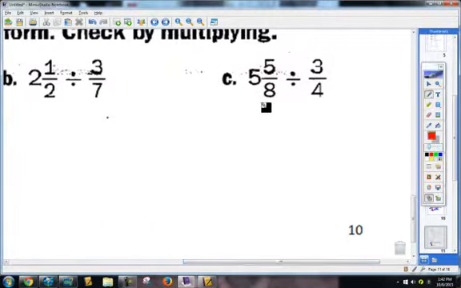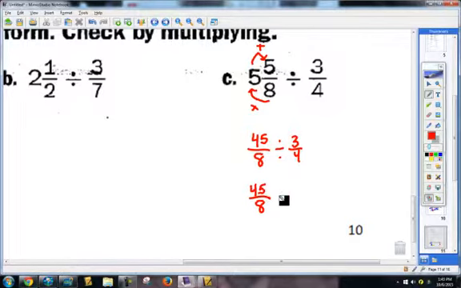This one here, 5 and 5/8. First thing you've got to do, go around the barn with it. 8 times 5 is 40, plus 5 is 45, over 8. Leave it division, because we're not converting it yet. Okay? We've got 45/8. Division becomes multiplication, and 3/4 is going to be the reciprocal of that, which is 4/3.